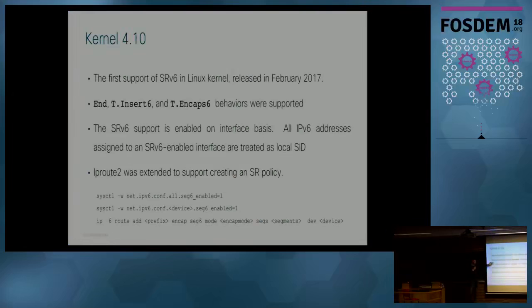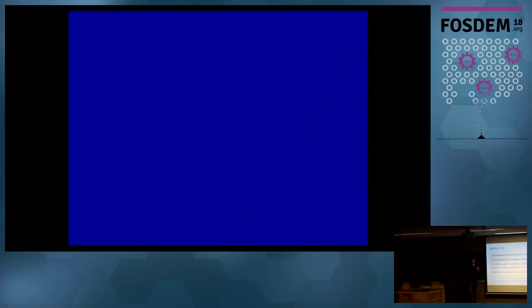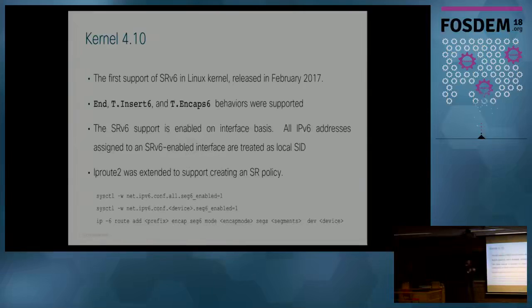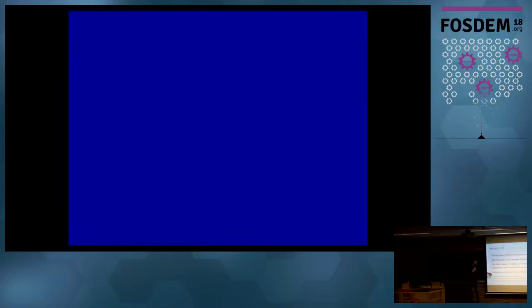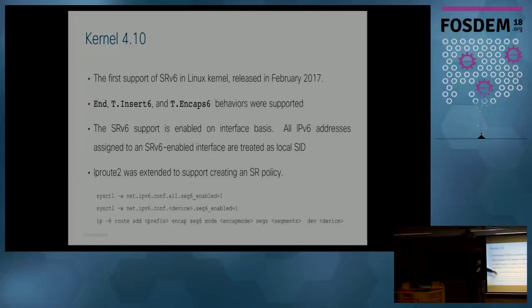Other behaviors that were supported are the insert and the encap, where you want to take the IPv6 traffic and insert it into an SRv6 policy, where you add an IPv6 header and segment routing header. This SRv6 behavior is supported on an interface basis. So any IPv6 address that is associated with an interface in Linux, where this interface has SRv6 enabled, we consider it as a local SID. Also, ip route2 was extended to support adding an SRv6 policy. If you want to enable SRv6, you first have to enable SRv6, and then per interface you can use sysctl to enable SRv6.